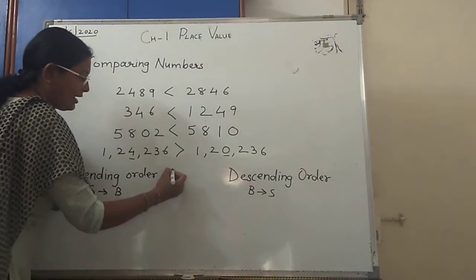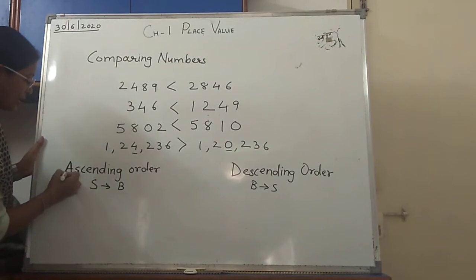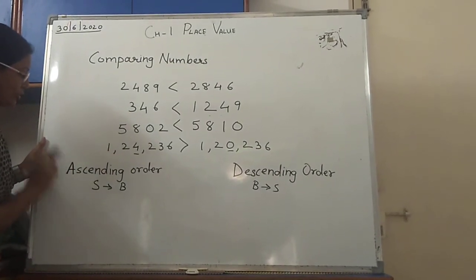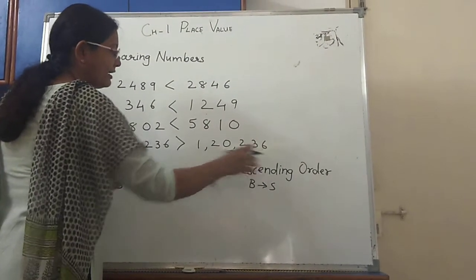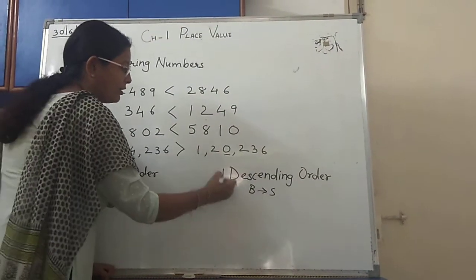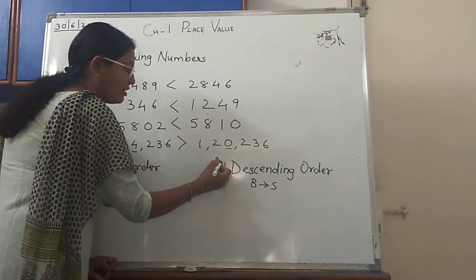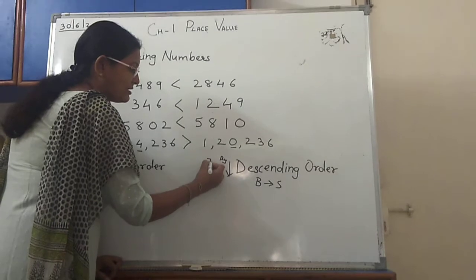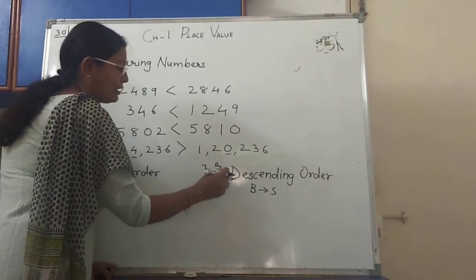A, we are writing A this way. The above side is small and the down side is big, so small to big. And D for descending, D for down. When you go down a staircase, if a number is big, then only you will go down. Okay, so D for down.